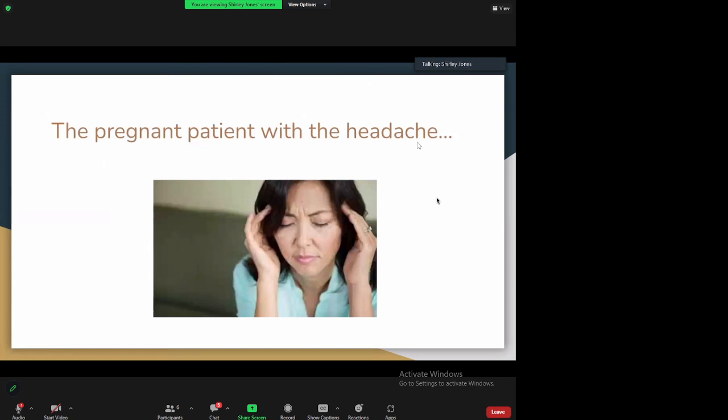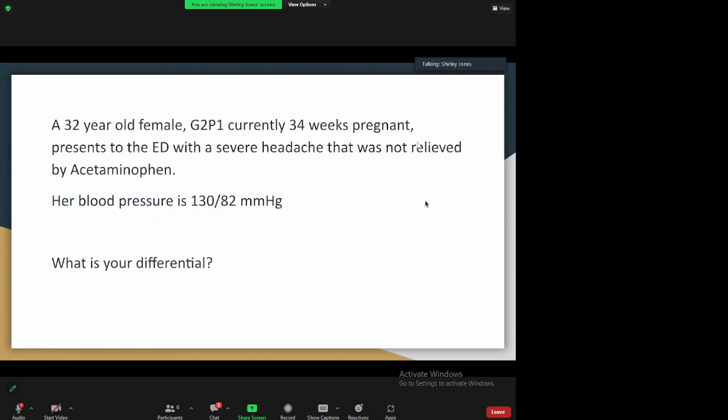Okay, next really brief thing is going to be the pregnant patient with headache. So for example, a 32-year-old female, G2P1, currently 34 weeks pregnant, presents to the ED with a severe headache that was not relieved by acetaminophen. Her blood pressure is 130 over 82. What is your differential?